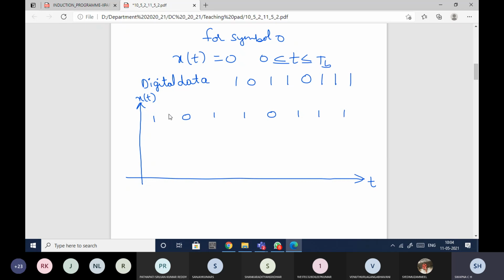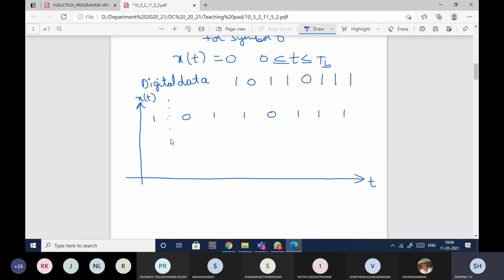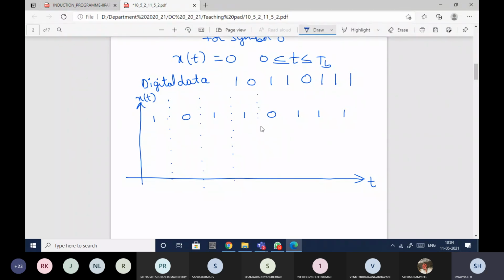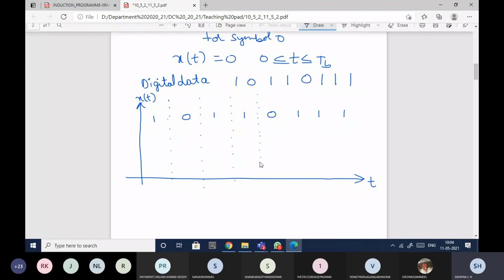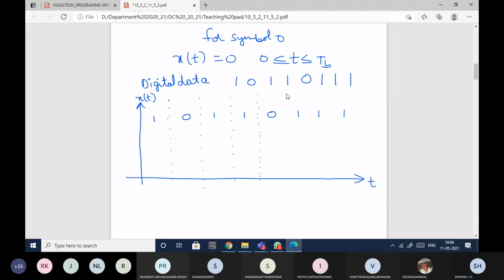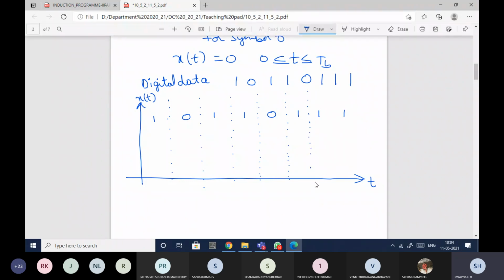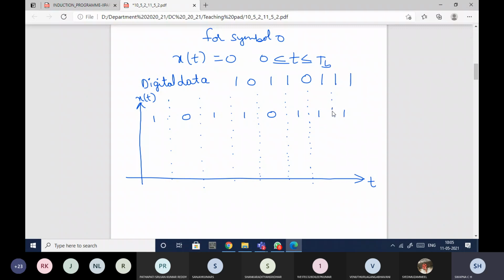It should be divided into equal parts. I'm just denoting with a dot here, because yesterday when I was trying to draw the lines, it was replicating. That is the reason. Let me draw with dots now. All these bits should be of equal interval. Here I'm just taking it approximately, otherwise it should be of equal interval.